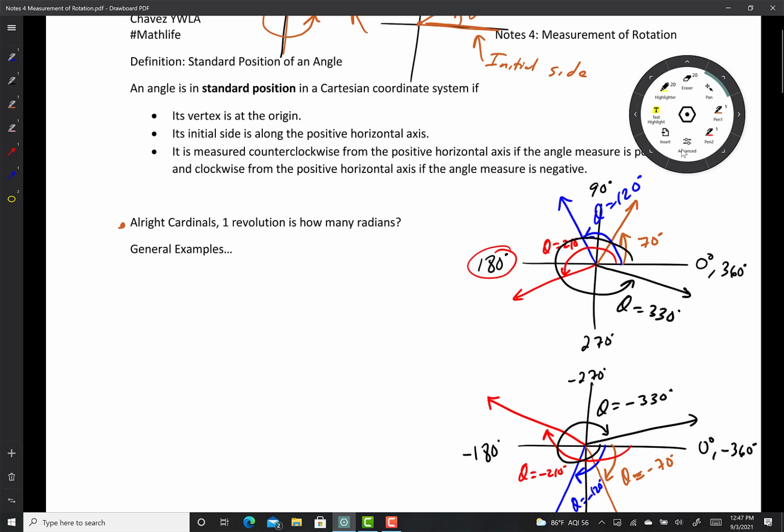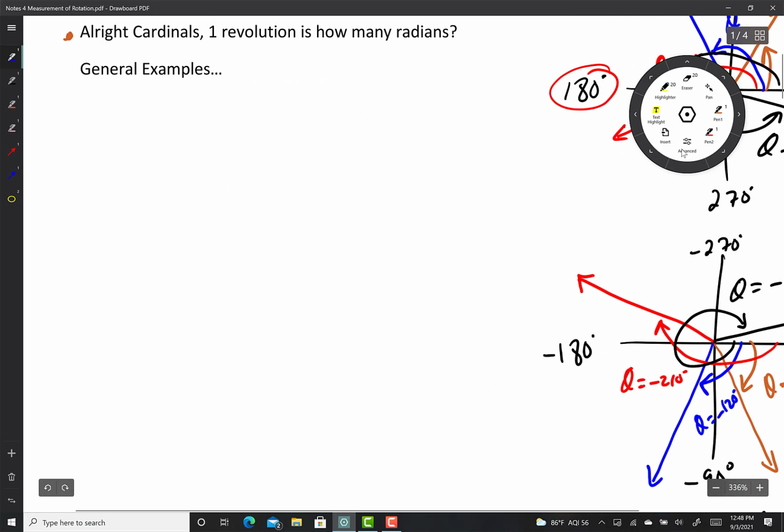So first and foremost, what is a radian? A radian is a way to measure how much you rotate, just like degrees, guys. So it's just like, how do you measure distance? With feet, with meters, centimeters? It's the same thing. So one revolution, you guys already told me this. One revolution, and this is just a review real quick, is how many degrees? Yeah, you guys already told me that.